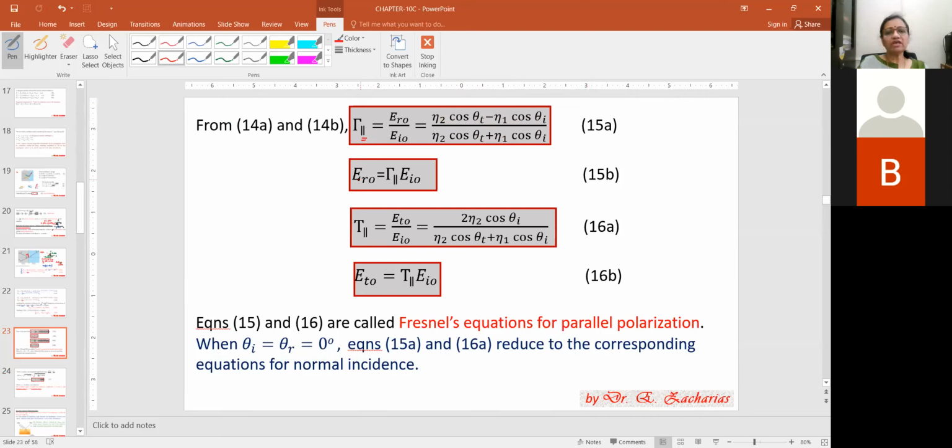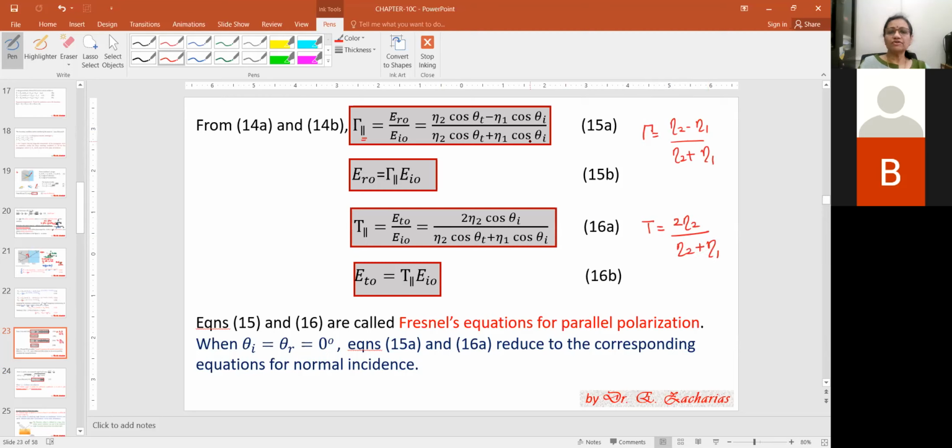Or you can also write E_R equal to tau parallel E_I naught, where this tau is called the reflection coefficient. Now what I want you to do is just recall what you have studied for normal incidence. There you wrote tau equal to eta 2 minus eta 1 divided by eta 2 plus eta 1. Similarly, the transmission coefficient T, we wrote as 2 eta 2 divided by eta 2 plus eta 1.